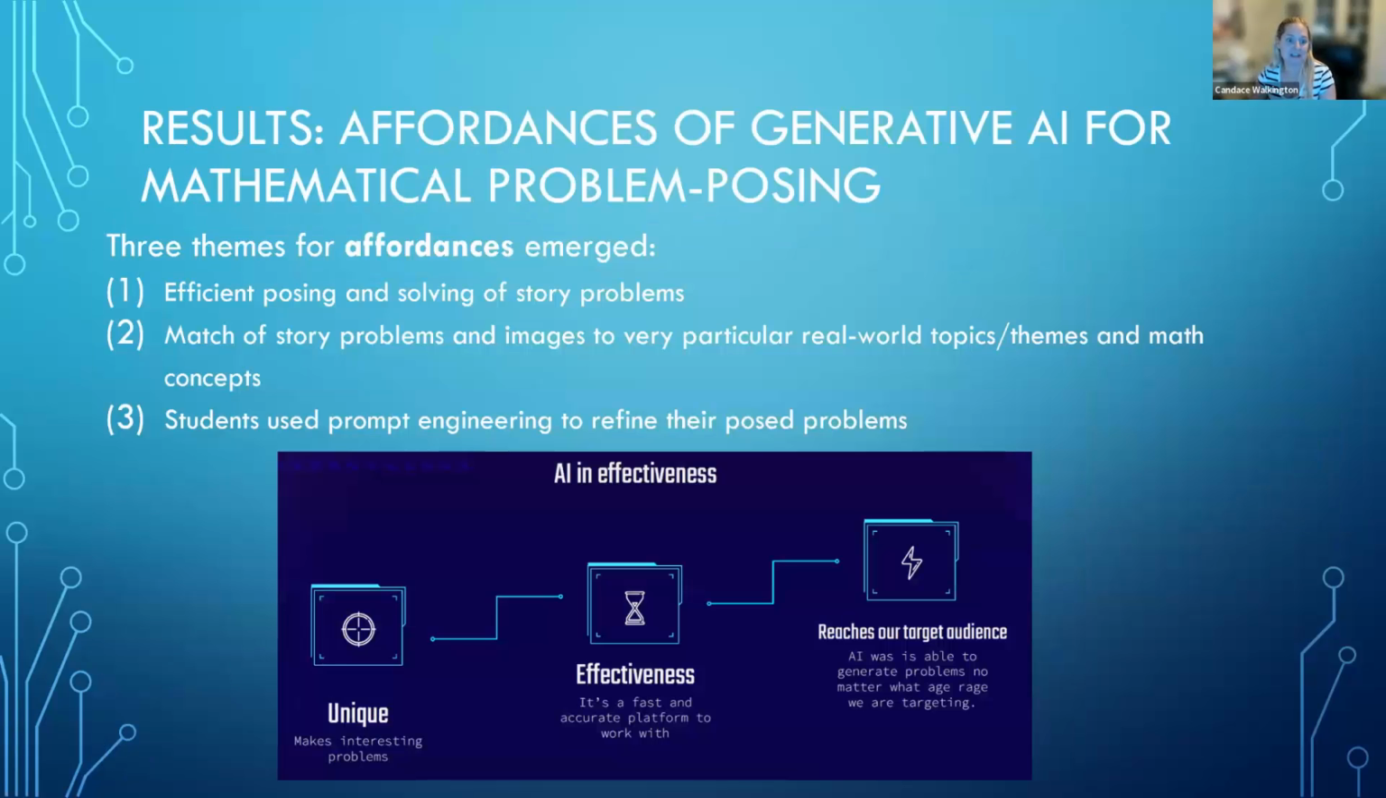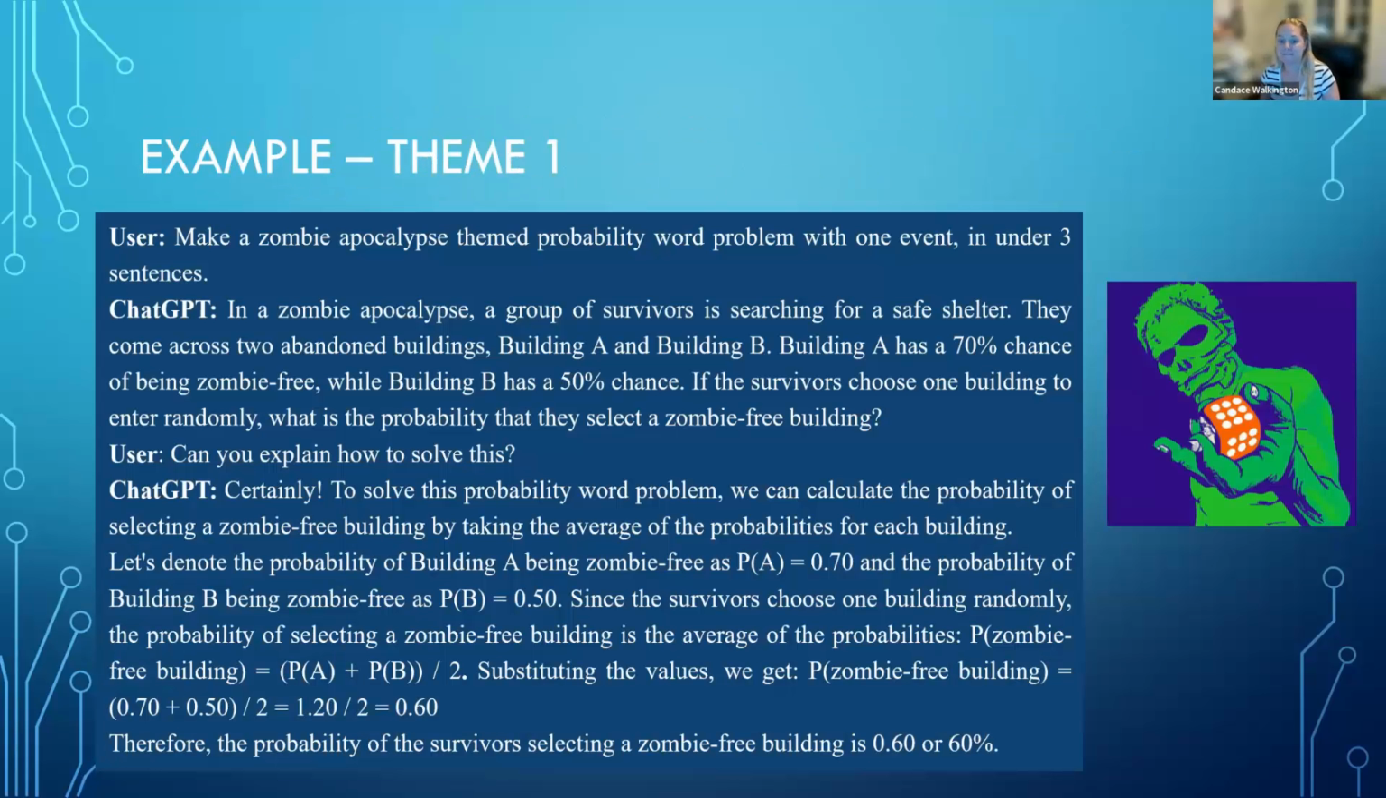Okay, so our first theme is that it allowed for efficient posing and solving of story problems. So you can see here, one of the teams asked, make a zombie apocalypse themed probability word problem with one event in under 3 sentences. And ChatGPT is able to do it and creates a sensible problem.